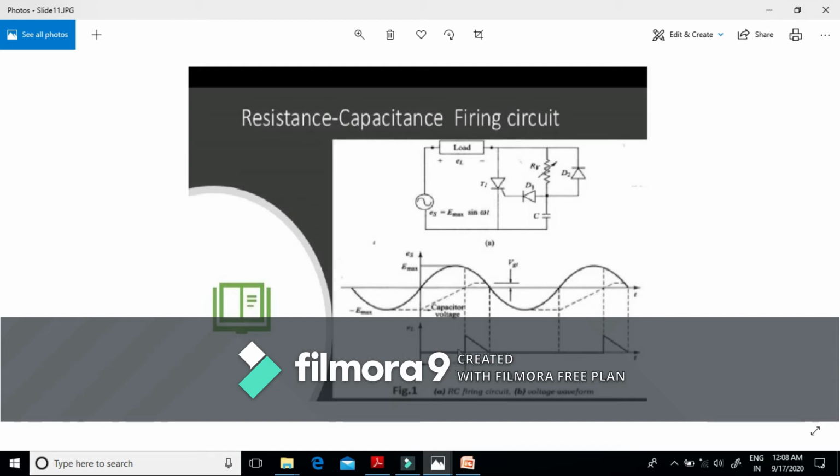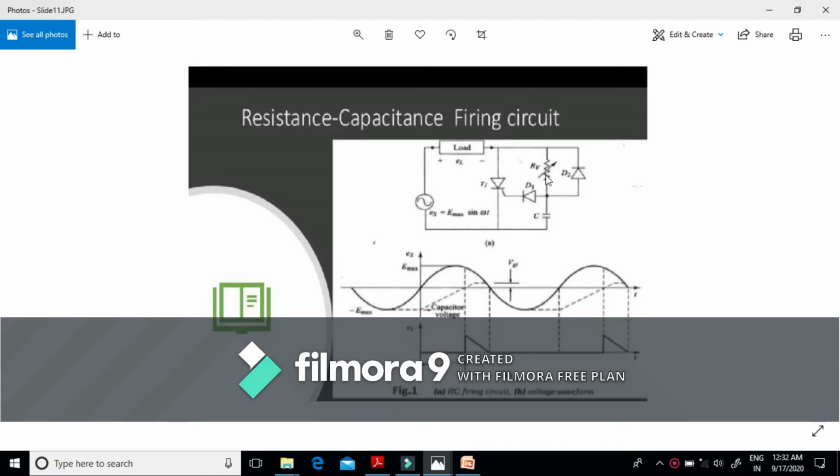When the thyristor is triggered, the voltage across the load will be exactly the same as the source voltage. That's why from alpha to pi it follows the source voltage, and from 0 to alpha, since the SCR is not triggered, it behaves like an open circuit. The current across this path will be 0, and that's why the voltage across the load is 0. The voltage buildup across this capacitor depends on the time constant RC.